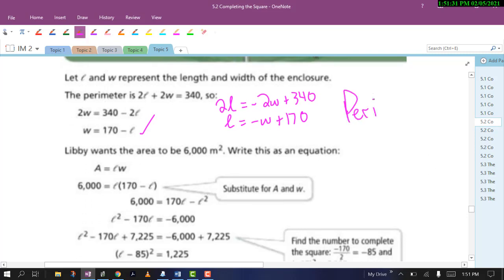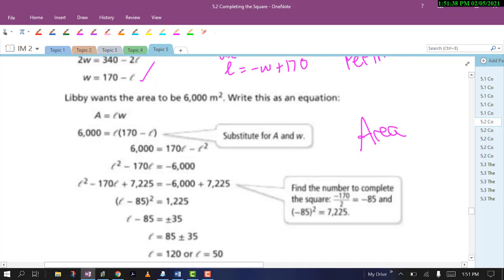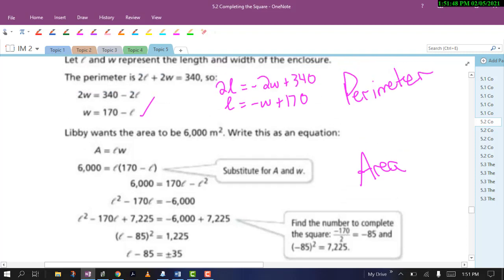So we're going to look at this from 2 points of view. One is the perimeter, and one is the area. Our area is down below. The area, she wants to be 6,000 meters squared. So length times width has to be 6,000. If you notice, and they kind of snuck it in here, they're going to substitute in 170 minus L for W. And that's what they did.